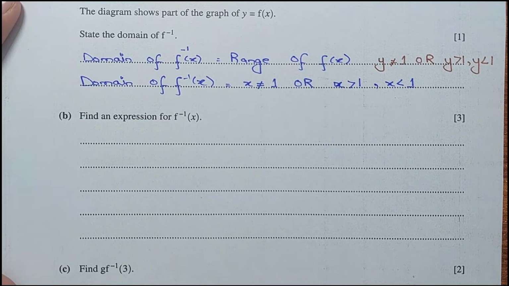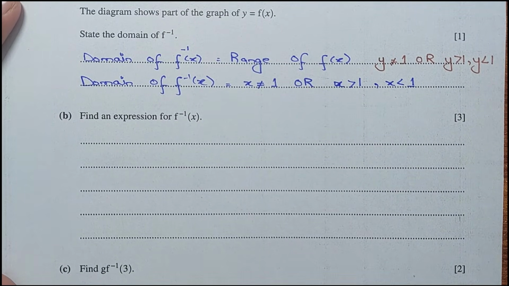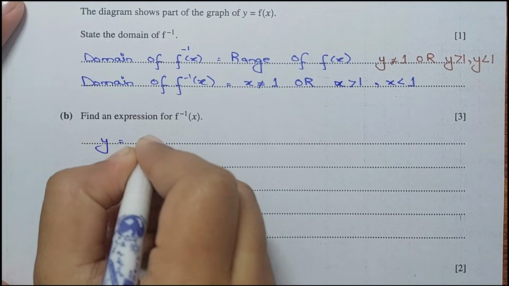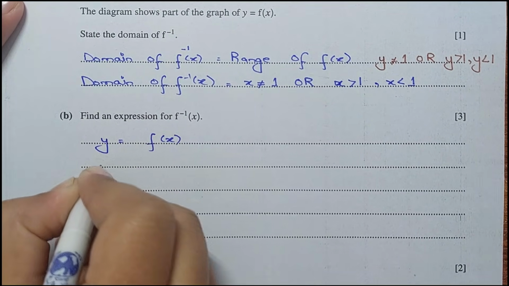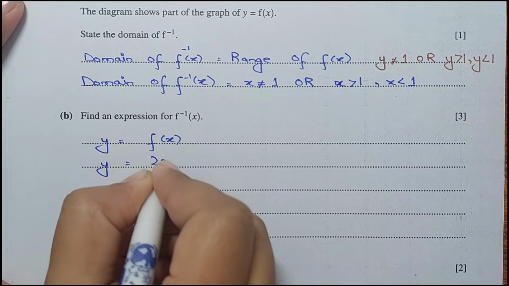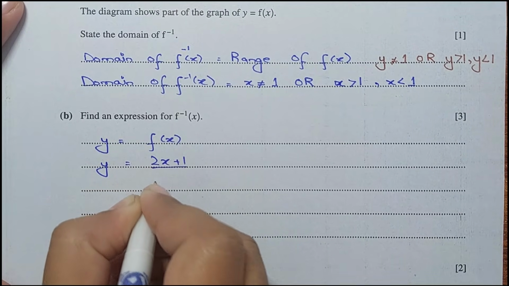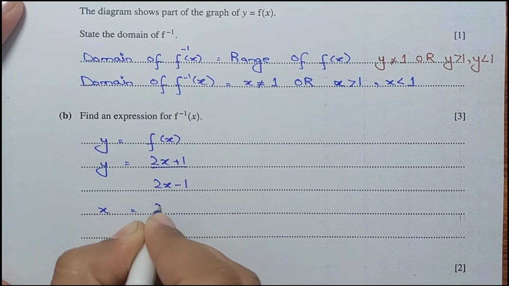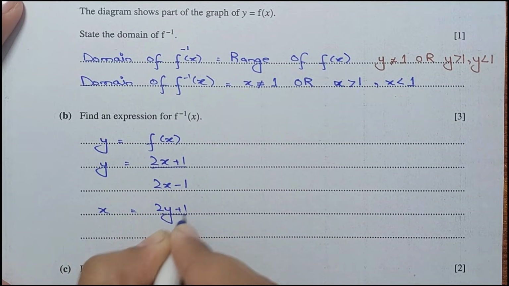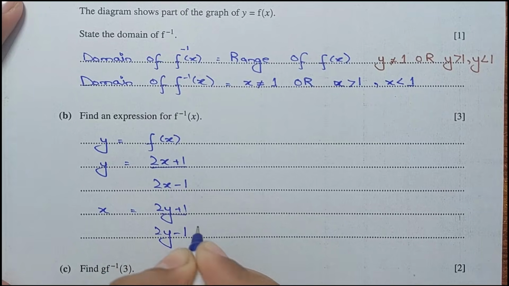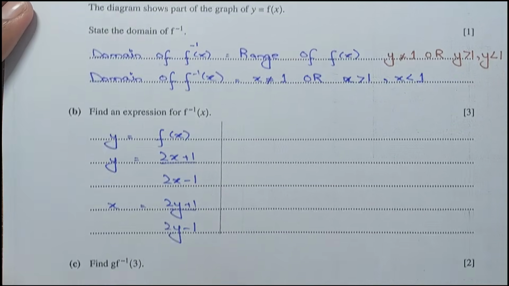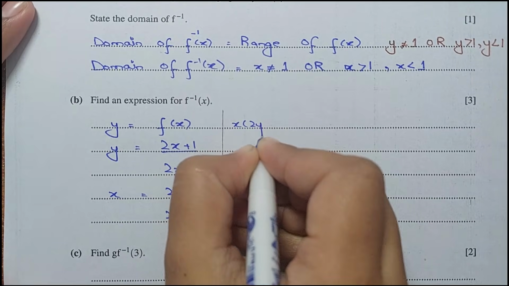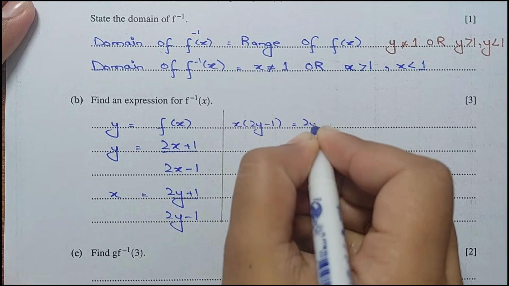Okay, now for part b, find an expression for f inverse of x. We have the function f of x, so for this we have to put y equals the function f of x. y equals f of x is 2x plus 1 over 2x minus 1. Then you have to switch the variables. x would be equal to 2y plus 1 over 2y minus 1, right? Now in the next step we have to solve for y. So cross multiplying, x multiplied by 2y minus 1 equals 2y plus 1.